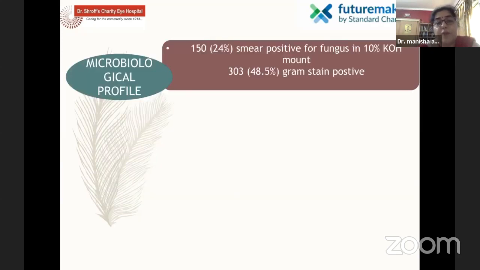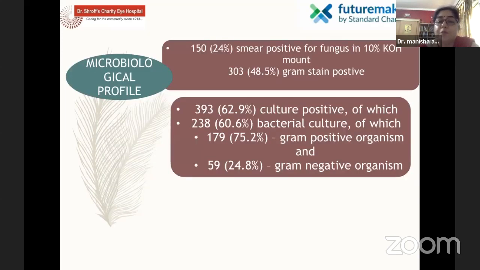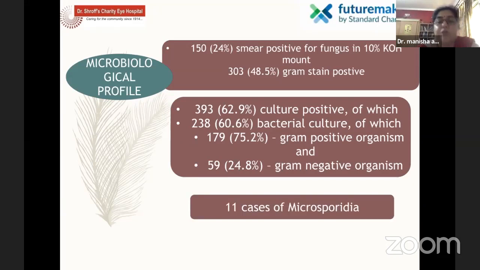If you look at the microbiological profile, we had 24%, that is 150, smear positive for fungus in the KOH mount, and 303 gram stain positive. Of these, 62.9% were culture positive, and among the culture positive, we found that the majority were gram positive, that is 75%, followed by gram negative bacteria. We also had 11 cases of microsporidia in this study.